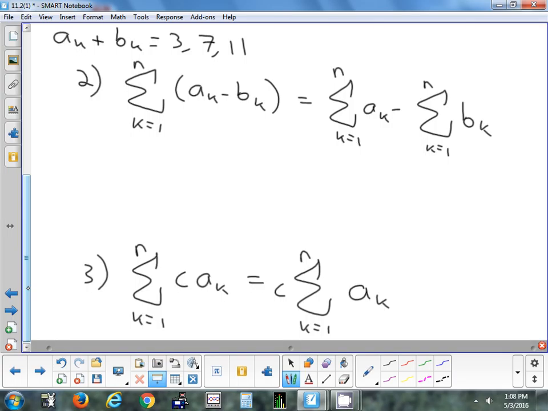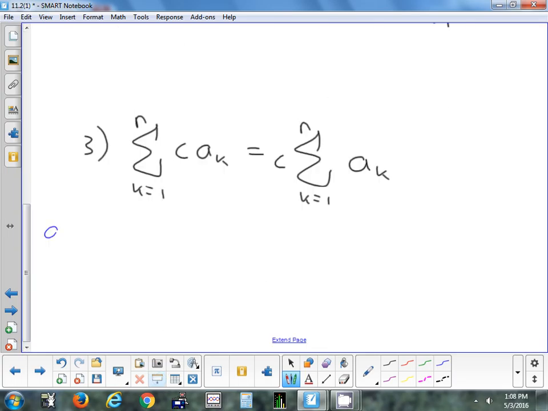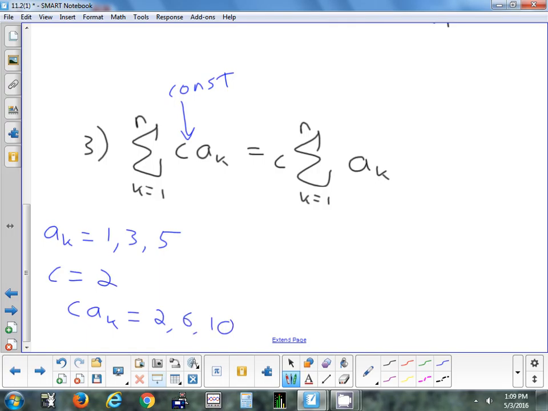A sub k was the sequence 1, 3, 5. Let's let c equal 2. I can pick any constant I want. Okay, c stands for constant. It's just a number. What's c times a sub k? If I distribute my constant to each number in that sequence: 2, 6, 10. That's c a sub k.